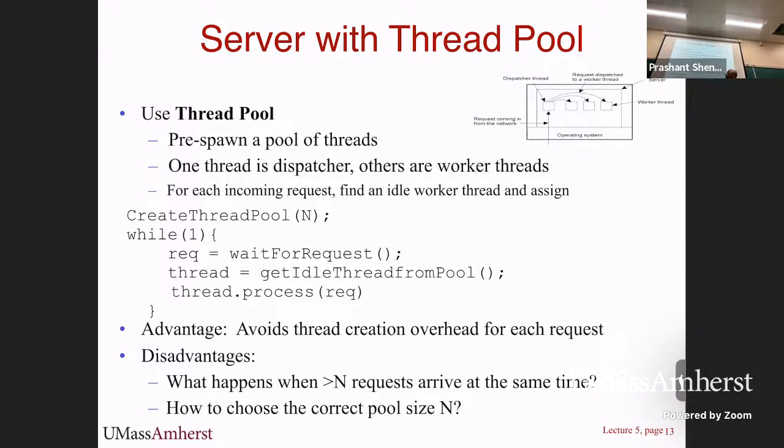Question is, if you have a thread pool of n threads, is there an n plus first thread, which is the main thread, or is that part of the thread pool? In this case, the main thread is a thread, and then you create n more. So there are n plus 1 threads in your program, your process.